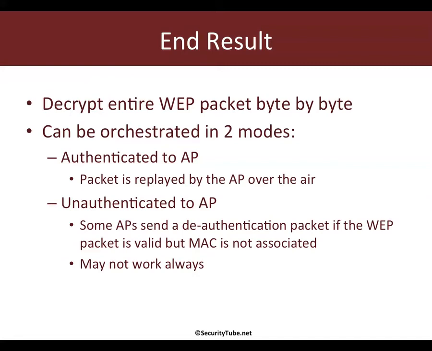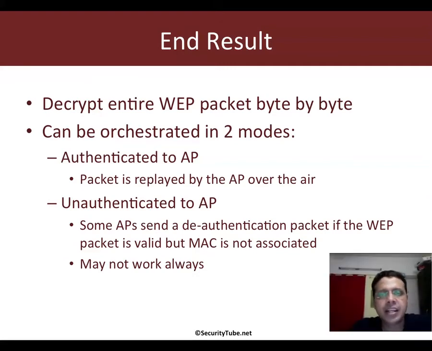One is the authenticated to AP mode, in which the attacker impersonates either a client which is already authenticated, or fakes an authentication, so that when the access point receives his modified frame, it will accept it because the client is associated, and then it will do the decryption. If the packet is correct after decryption, that is the ICV etc. is perfectly okay, then it would relay it.